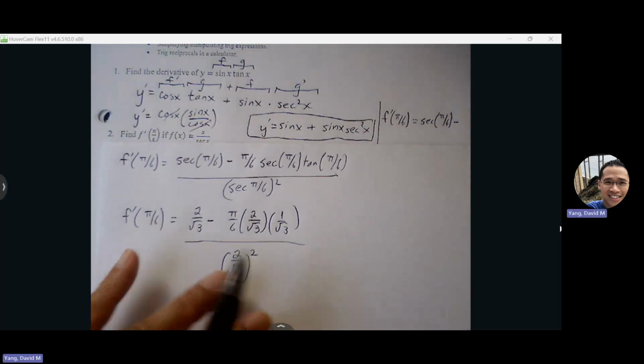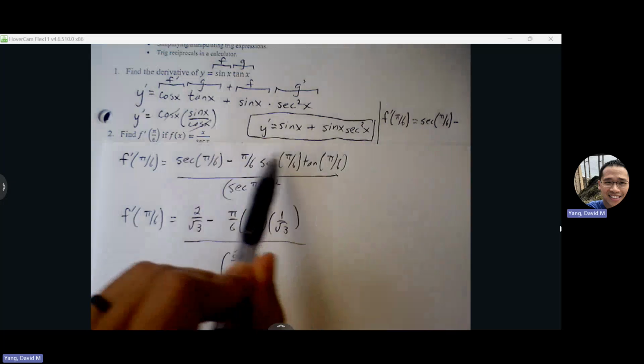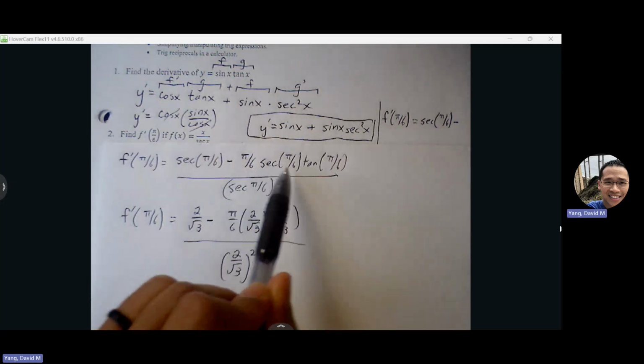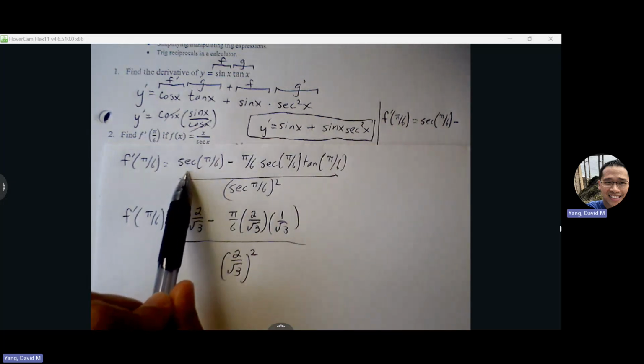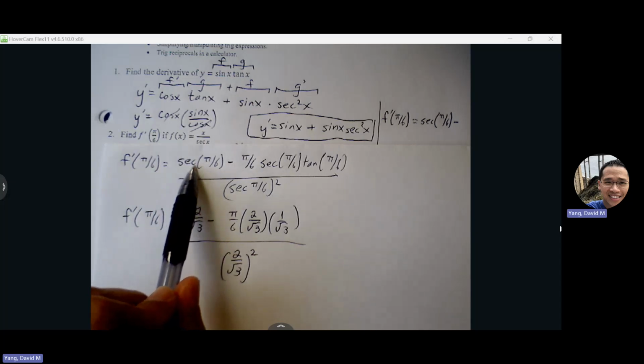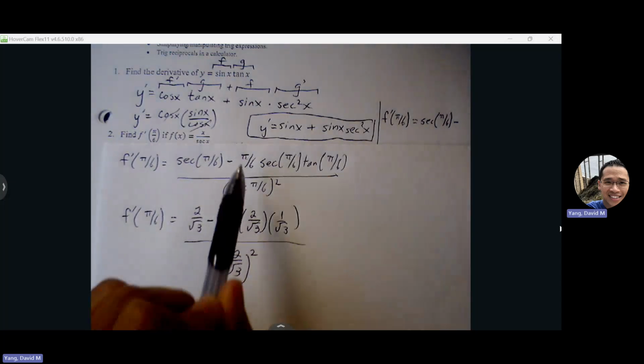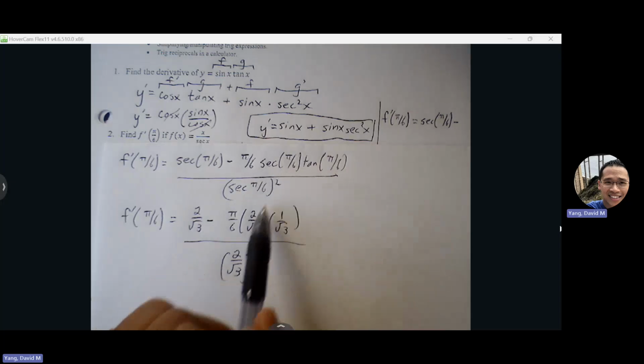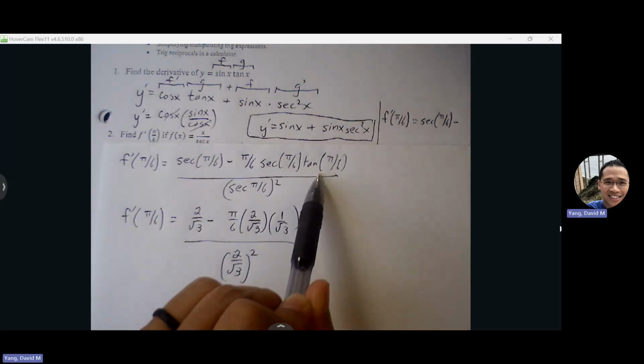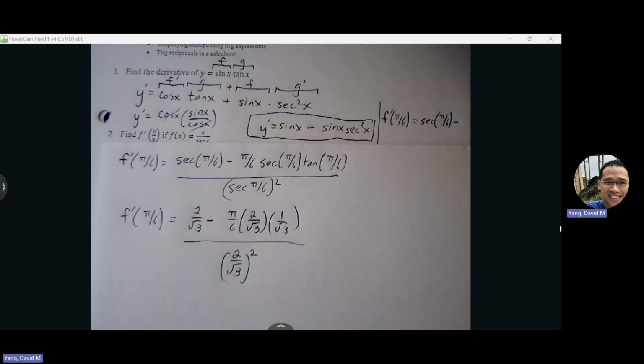So here's my f prime with the pi over 6 plugged in, but we got to go one step further. We have to get it down to their unit circle values. Secant is the reciprocal of cosine. You know cosine pi over 6 is root 3 over 2, so just flip it to get 2 over root 3. Pi over 6 will stay. Secant pi over 6, also 2 over root 3. And then tangent pi over 6, we know it's going to be sine over cosine, so 1 over root 3.